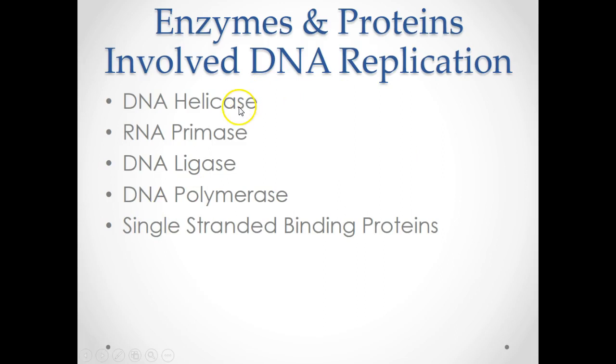We already talked about DNA helicase. Remember, helicase is the enzyme that's going to break hydrogen bonds as it unwinds and unzips the DNA double helix. RNA primase is an enzyme that's going to lay RNA primers every few thousand base pairs. Okay, there are usually between 5 and 10 RNA primers laid about every 2,000 base pairs.